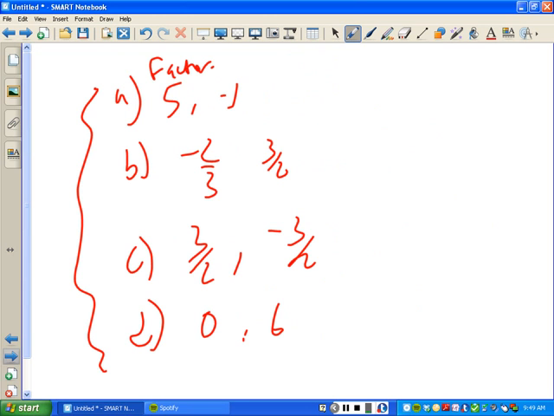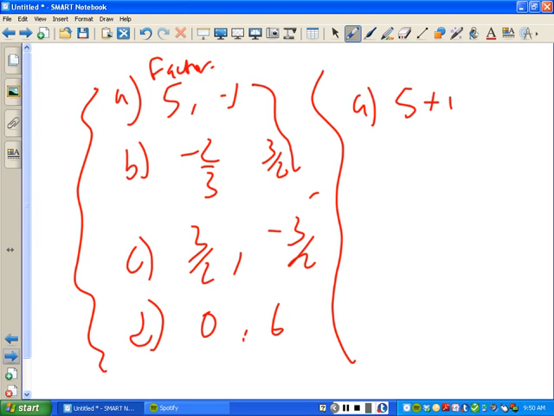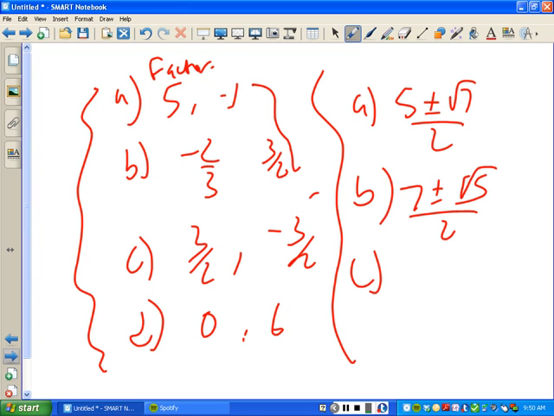Okay? And the people who write the final are really a lot nicer than I am. Because here's the reason why. They don't mix it up. They don't give you a few of these and then some square roots. Like if it required the quadratic formula, it would go like this. A, 5 plus square root of 7 over 2. B, 7 plus or minus the square root of 5 over 2. C, 6 plus or minus the square root of 15 over 3. Like, all the answers would involve square roots.